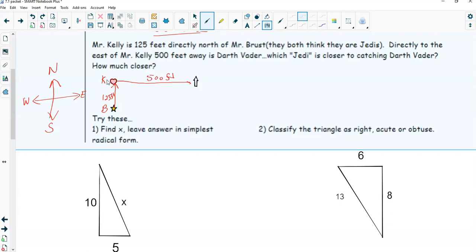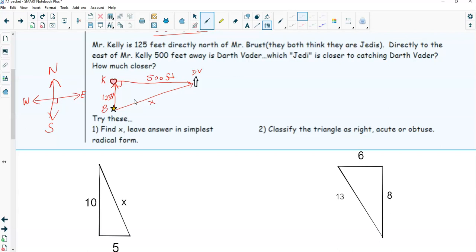Well, we know Mr. Kelly is 500 feet from Darth Vader. This is Darth Vader right here. And then with Mr. Brust will be how far? Notice that would be the hypotenuse. Since this is north and this is east, that's basically a right angle right here. So now I know this is the hypotenuse. So I'm looking for x, right?